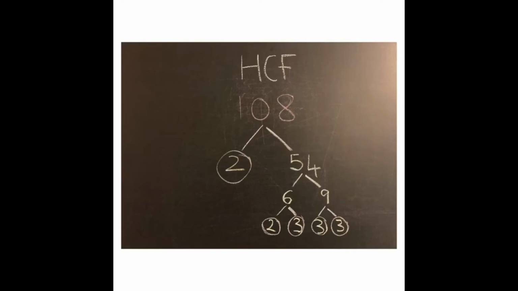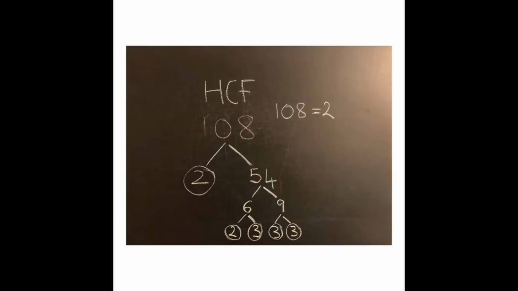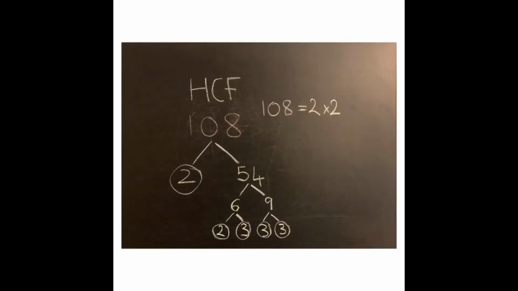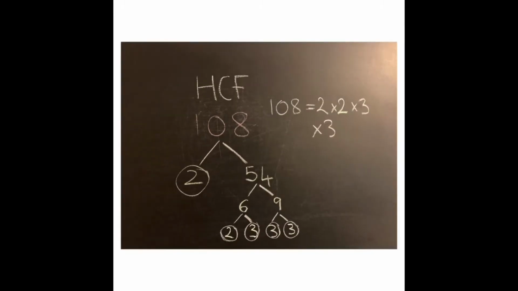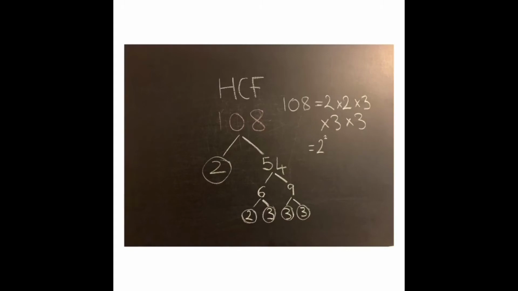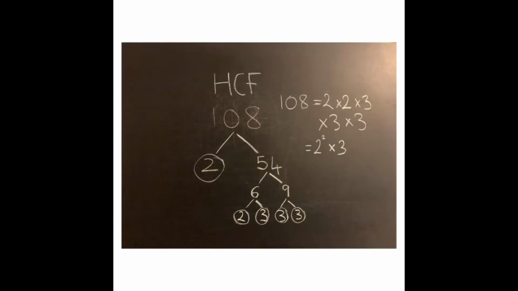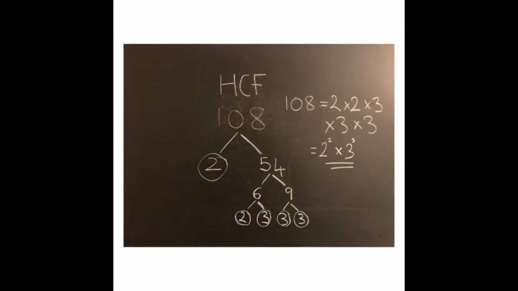So let's write this out. For 108, the prime factors are 2, 2, 3, 3, and 3. So we write the numbers that we have circled, which can also be written as 2, and how many 2's do we have? 2 2's, so 2 squared, times by 3. How many 3's do we have? 3. So we write that as 3 cubed. And that is our answer for 108.